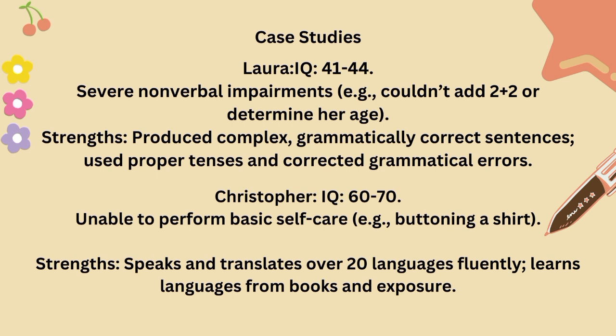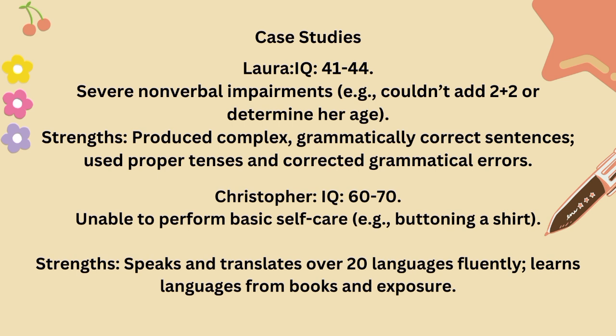In Laura's case, she had an IQ of only 41 to 44, which is considered very low. She had severe difficulties with tasks that most people take for granted. For instance, she couldn't solve basic math problems like 2 plus 2 or even figure out her own age.